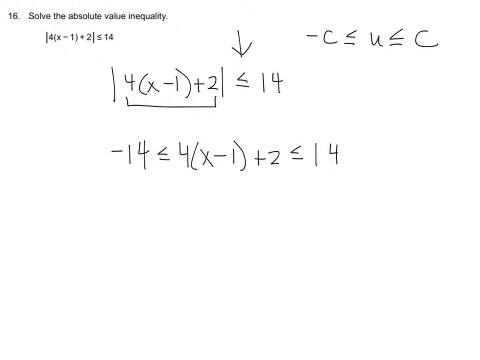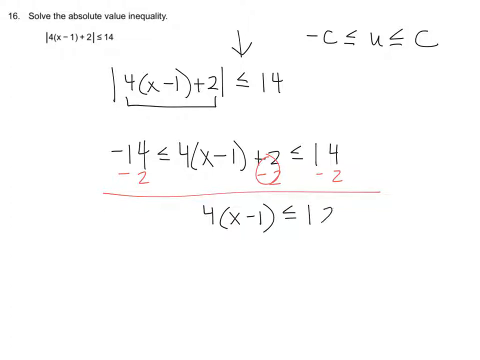Now I want to solve for x. So I'm going to first subtract 2 from all 3 parts of my compound inequality. This will leave me with 4 times x minus 1 in the middle, and that is less than or equal to 14 minus 2, which is 12. And then on the left side, I have negative 14 minus 2, which is negative 16.